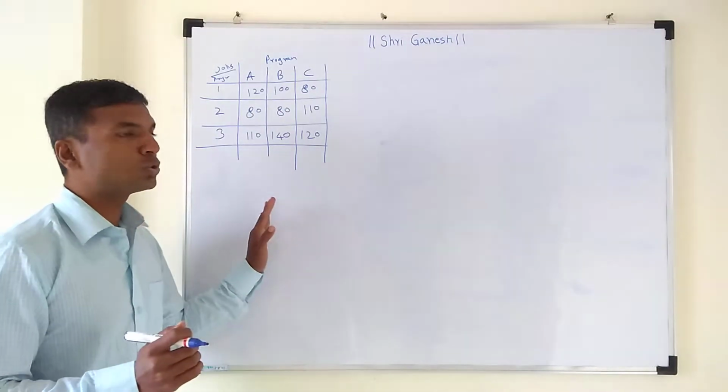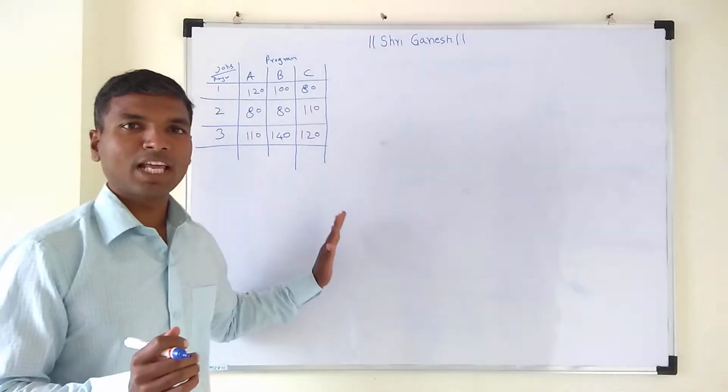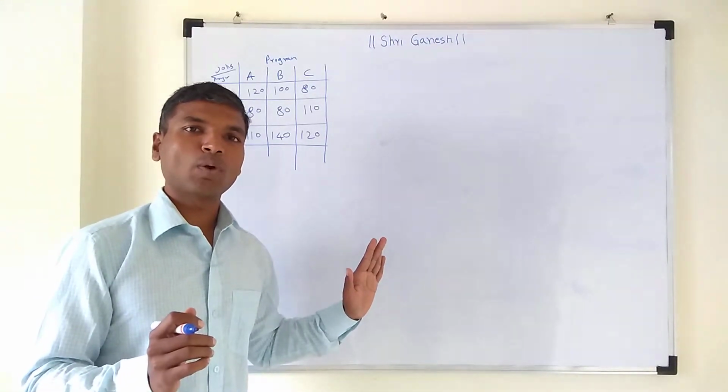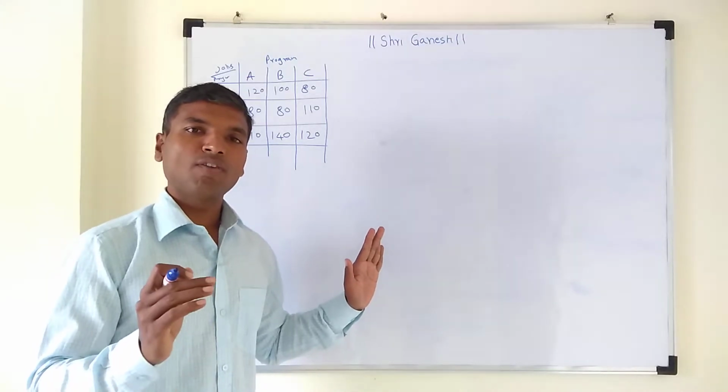Whenever you want to solve an assignment problem with the help of the Hungarian method and it is a minimization, then you must try to remember the following steps.